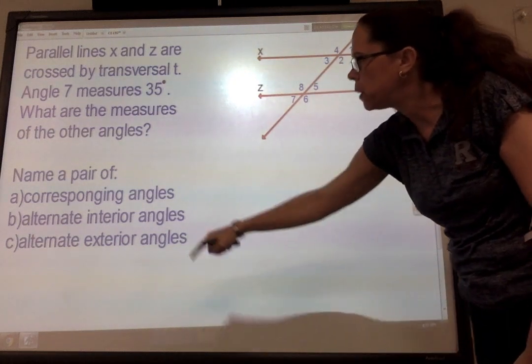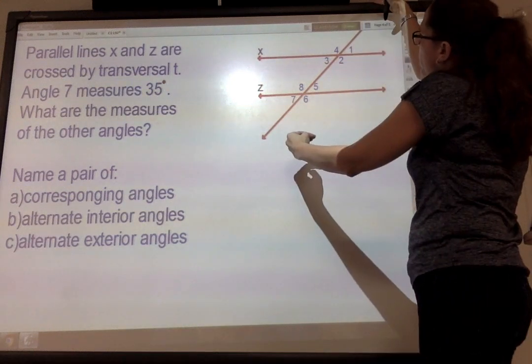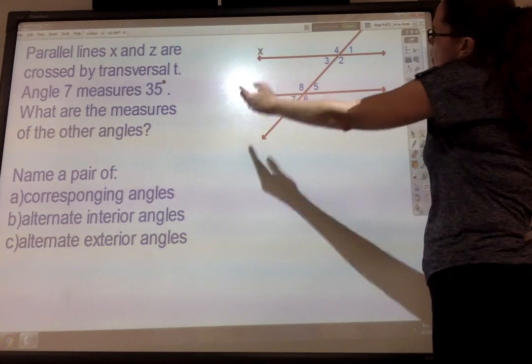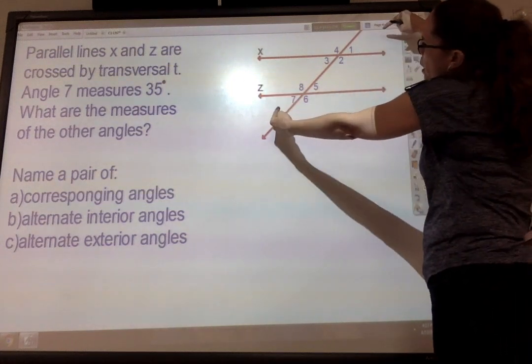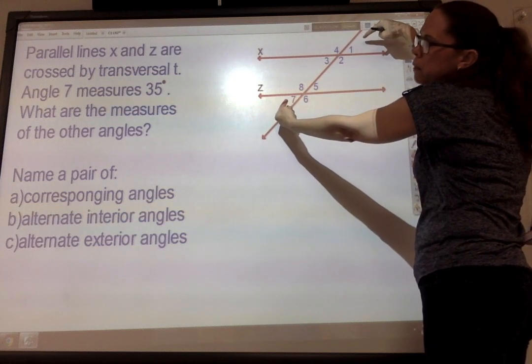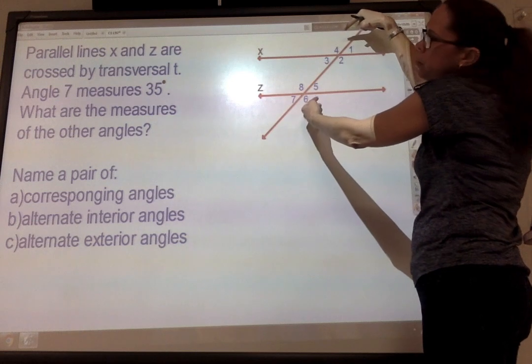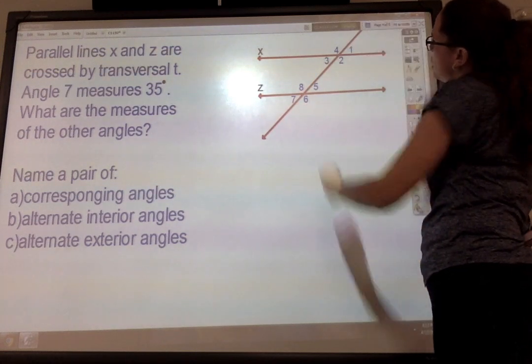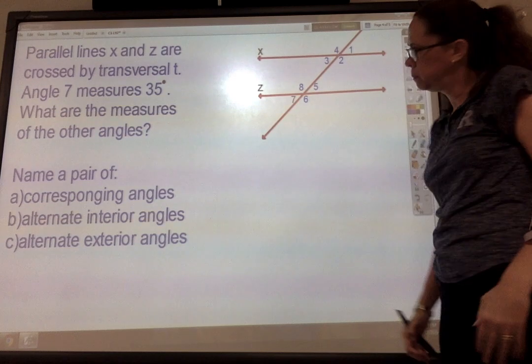Now I need to name a pair of alternate exterior angles. Okay, so I'm looking outside the parallel lines on opposite sides of the transversal. Angle 1, the alternate exterior angle would be angle 7, 1 and 7. Angle 4, the alternate exterior angle would be angle 6, 4 and 6. Okay? It's a lot of vocabulary words, guys.